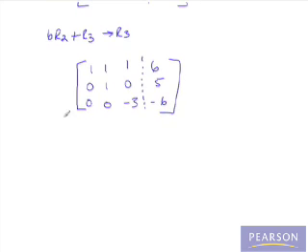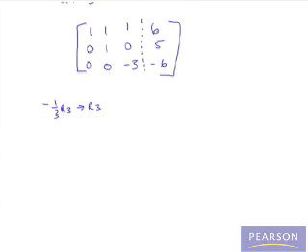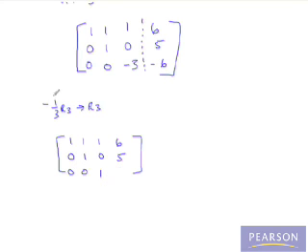Let's now go ahead and get a 1 in the bottom right-hand corner of the left side of our augmented matrix. So we're going to multiply row 3 by negative 1/3. So negative 1/3 times row 3 to get a new row 3. So rows 1 and 2 will not change. Row 1 stays 1, 1, 1, 6. Row 2 will stay 0, 1, 0, 5. And now negative 1/3 times row 3 gives us 0, 0, 1. And negative 1/3 times negative 6, positive 2.